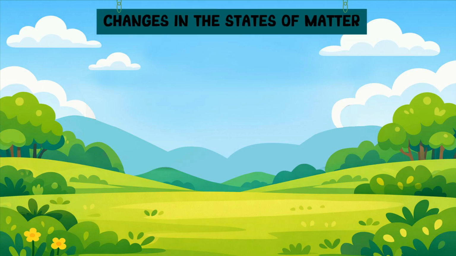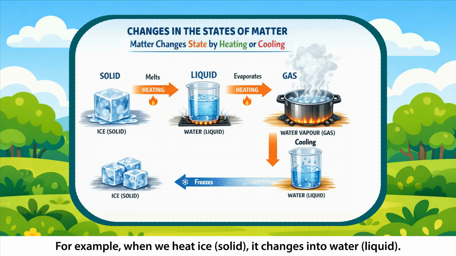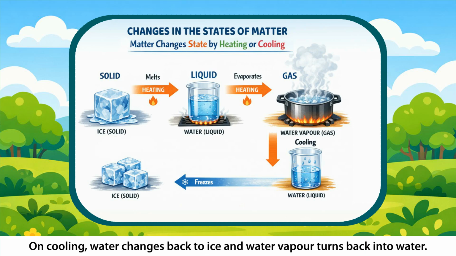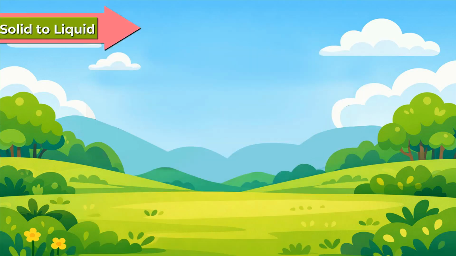Changes in the states of matter. Matter can change its states by heating or cooling. For example, when we heat ice, solid, it changes into water, liquid. When we heat water, liquid, it changes into water vapor, gas. On cooling, water changes back to ice and water vapor turns back into water. The different processes that cause change in state of matter are as follows.